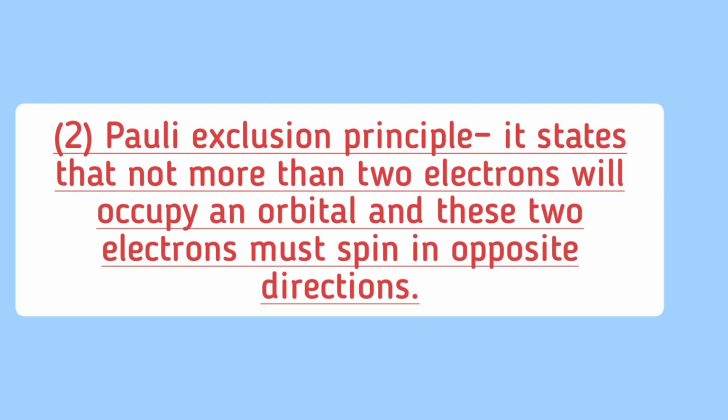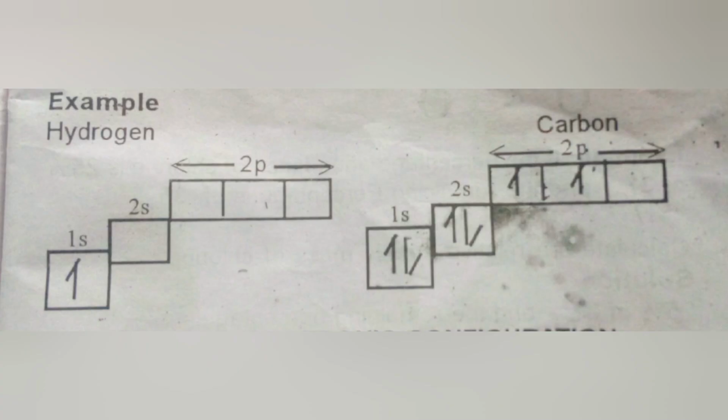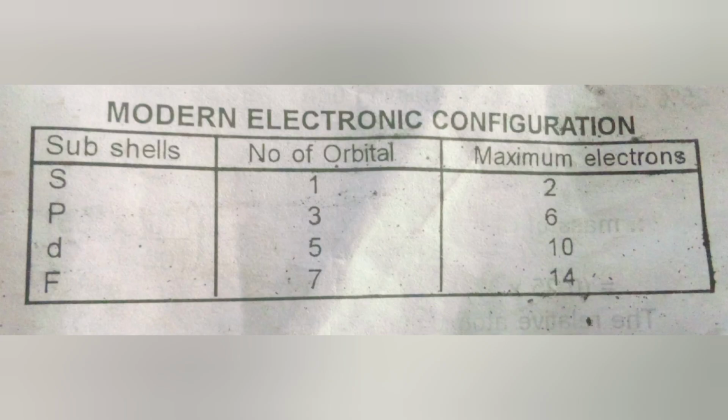So this is a photo of what I'm explaining. Look at the first one, this hydrogen. At first it exists singly. Then at carbon, it started pairing, and the pair must be opposite in direction. You get? It must be opposite. That's what the Pauli exclusion principle says, while Hund's law says it must exist singly.